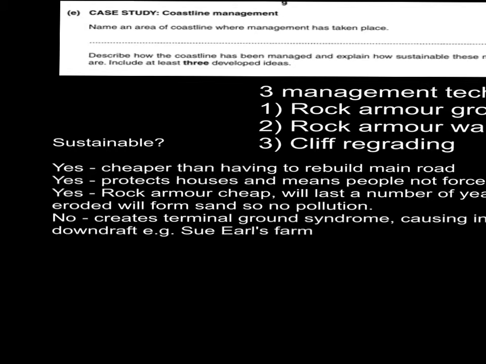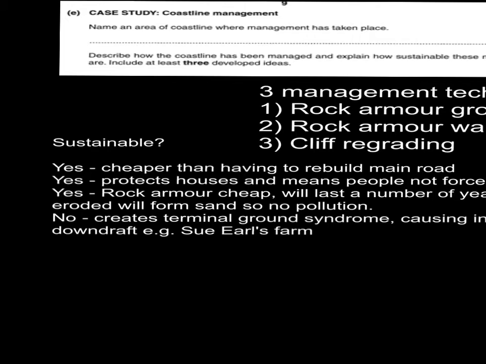Well, first of all, yes, it is sustainable because it was cheaper than having to rebuild the main road that ran through the village. You're saving money. That's got to be a good thing. That means you don't have to rebuild the road, you have no problems with the road falling in and transport links being broken, you haven't got to pay for the cost and borrow the money to build the road. It's got to be good in the short and the long term. It's got to be good for those people that live there. Their houses are being protected, people not forced to leave. That's got to be good, rather than people having to be relocated, or for people who have to have insurance, or for the council to have to pay for that.